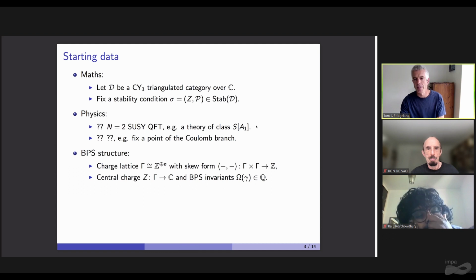Okay, but I hope that physicists in the audience will somehow know what I should have written here and understand that once this data is fixed, they indeed have a charge lattice with a form and a central charge and these invariants.